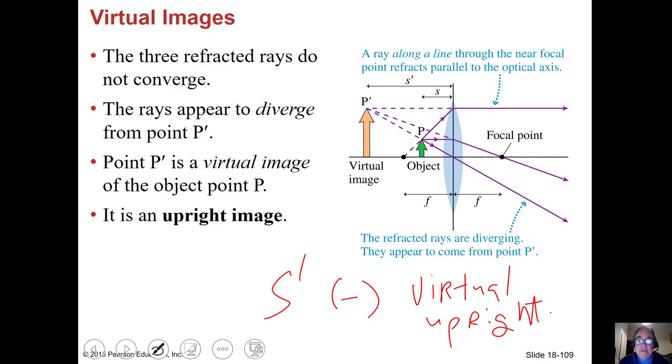If you look at other physics books, S and S prime are used a lot, but people also use things like P and Q. It's the same thing. There's no set way of labeling S and S prime.